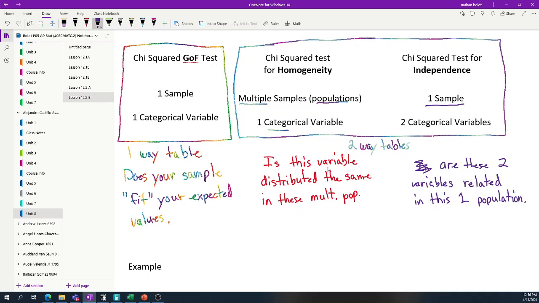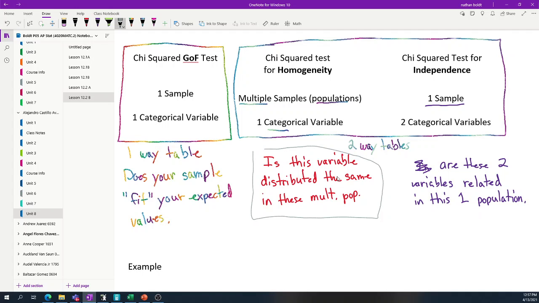Same math, but a different interpretation. Today we're focusing on homogeneity. But because it's the same math as the independence, your video is going to be nice and easy today. The math is the same, just a few slight differences in your interpretations, in your hypotheses, in your conclusion. Just a couple of phrases that are different. So let's do this real quick.